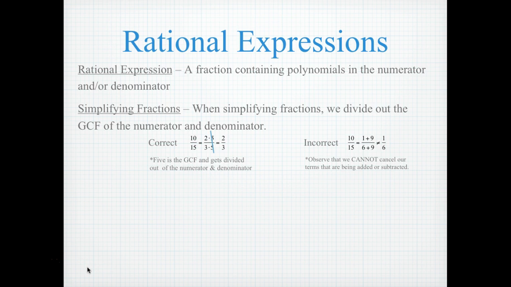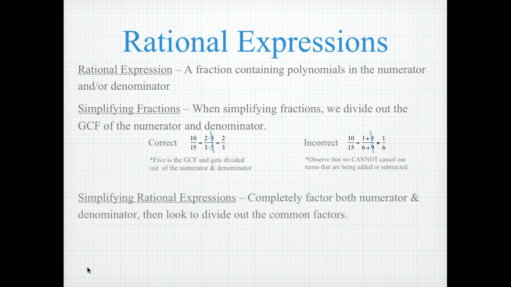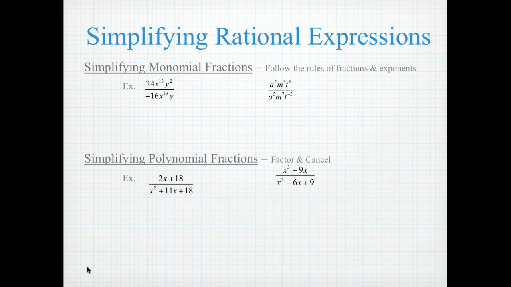And the reason is we cannot cancel terms that are being added or subtracted. We have to factor first and cancel out the greatest common factor. The greatest common factors are numbers that are being multiplied, not added or subtracted. So when simplifying rational expressions, we completely factor both the numerator and the denominator, and then look to divide out some common factors. We cannot cancel out terms that are being added or subtracted.